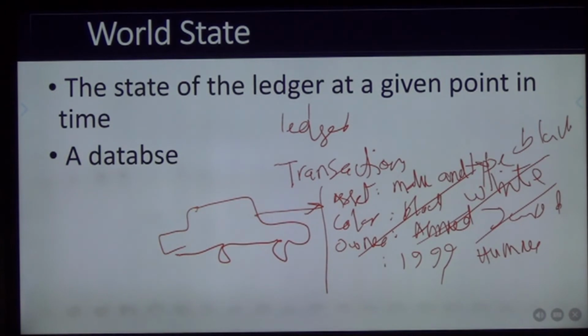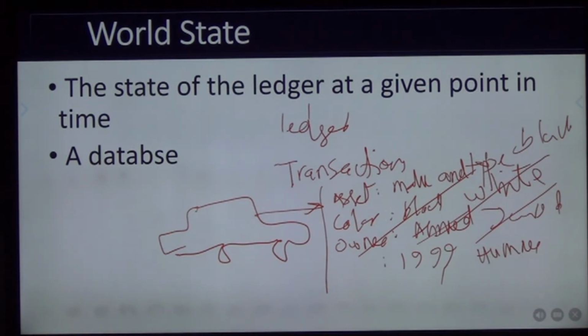Because then you go and change, for example, once Ahmed has sold it to Javed, you delete Ahmed and you put ownership with Javed. So the world state would change from Ahmed to Javed. If you want to see when it happened, you can go to the transaction record and see that it is now Javed and it was previously this. Color change to white: you delete the black color and you put white.